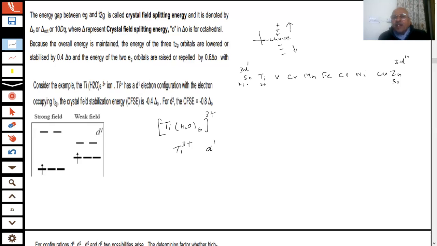So students, scandium. Then how do I write the configuration? What we said, 21 means what? 3d1 4s2.